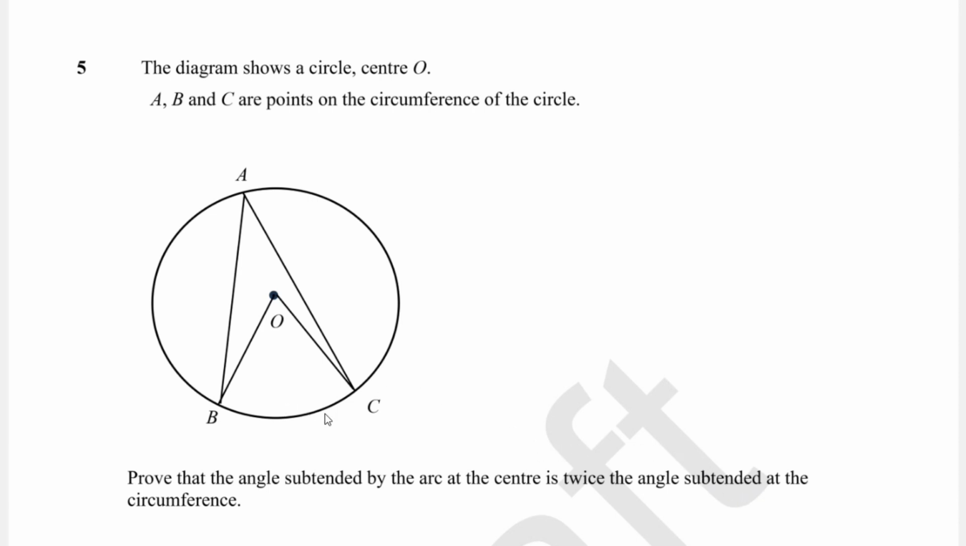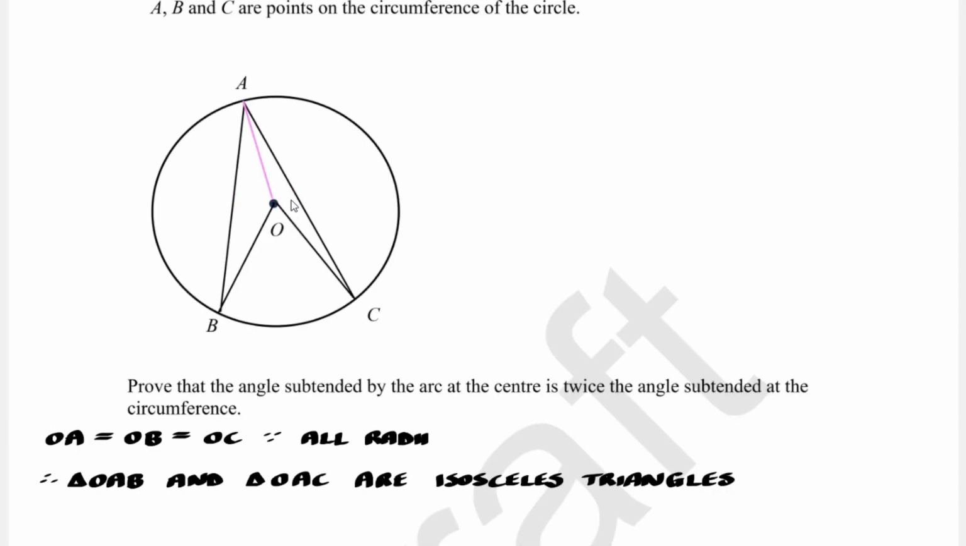Our first step is to join the point A to the point O, like so. And therefore, what we can see at this point is OA equals OB equals OC. The reason for that is they are all radii.